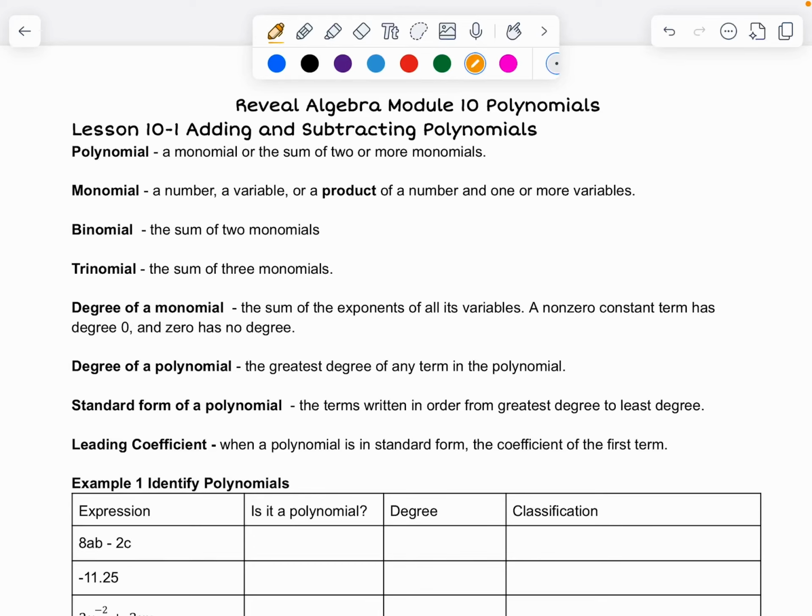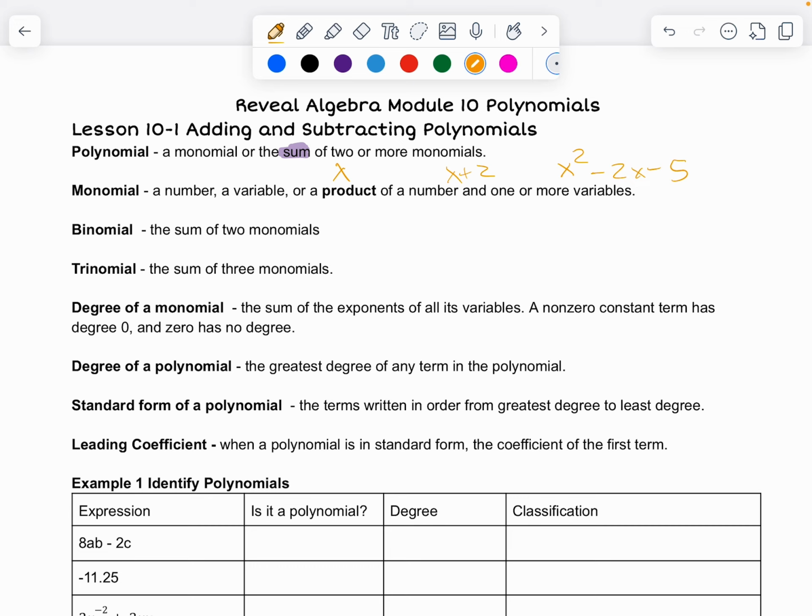So we're starting a new module, module 10, and we're going to be doing polynomials. So let's discuss polynomials real quick. A polynomial is a monomial, or the sum of two or more monomials. I will give you an example: x, or x plus 2, or x squared minus 2x minus 5.